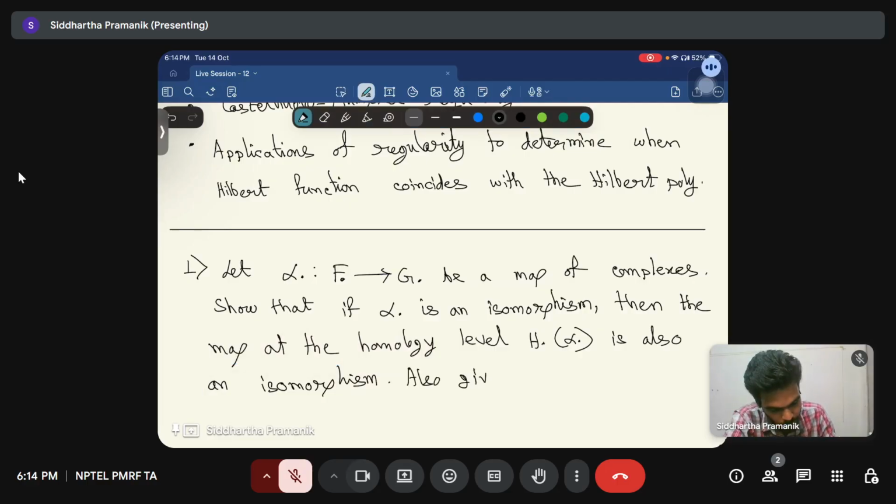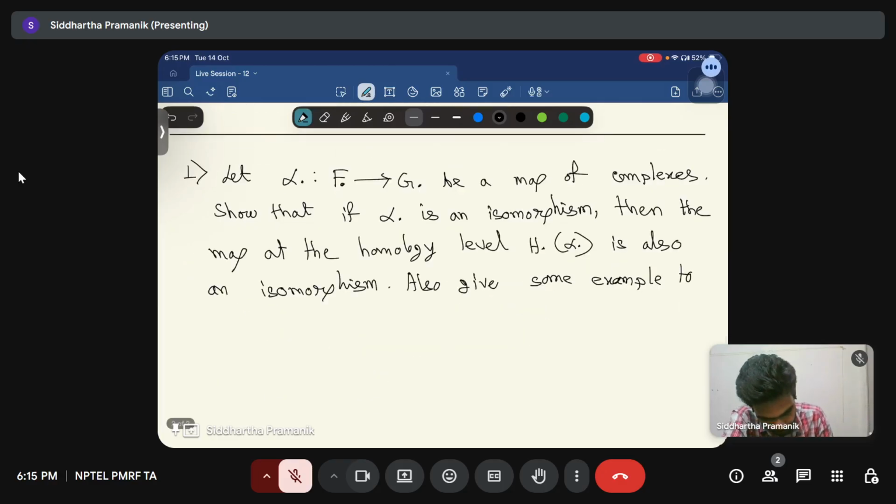give some example to show that the converse need not be true.